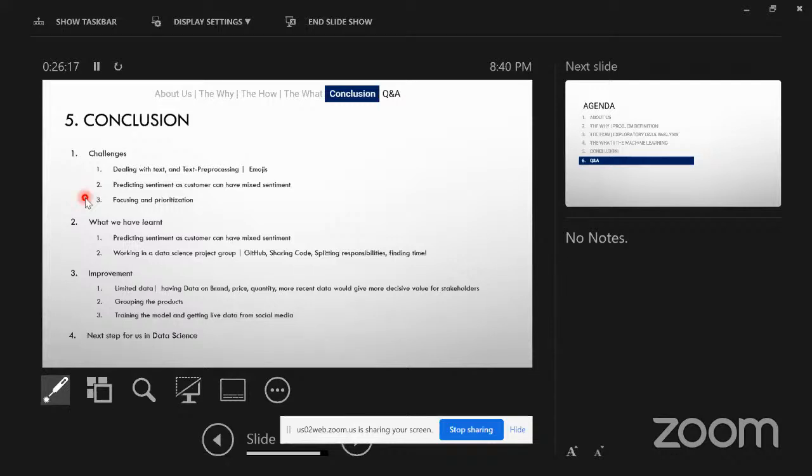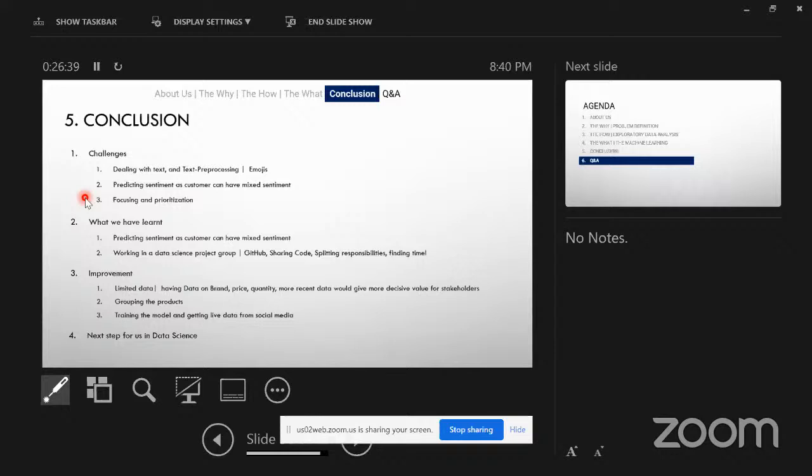Improvement. With the actual data, I think that having the data on the brand would have helped us, because we would have been able to see which brands are doing better versus others. Also the price and the quantity, because it would have been interesting to see how people review cheap products versus expensive products. But also more recent data, because it would have been nice to see how the reviews changed over time.